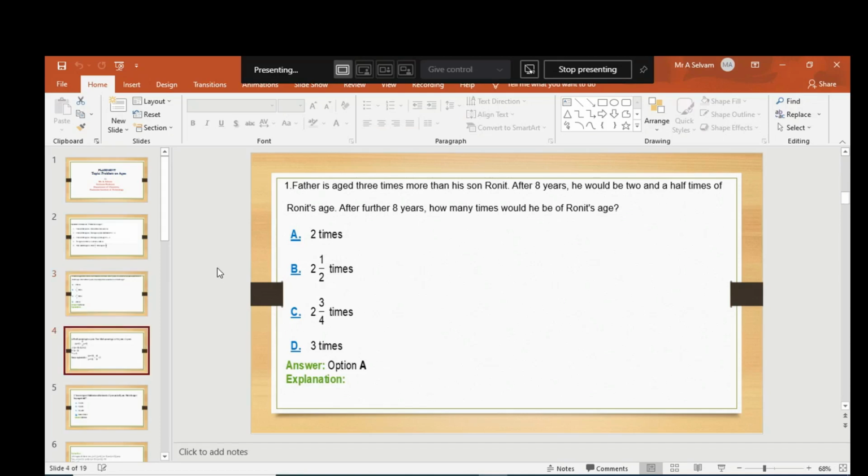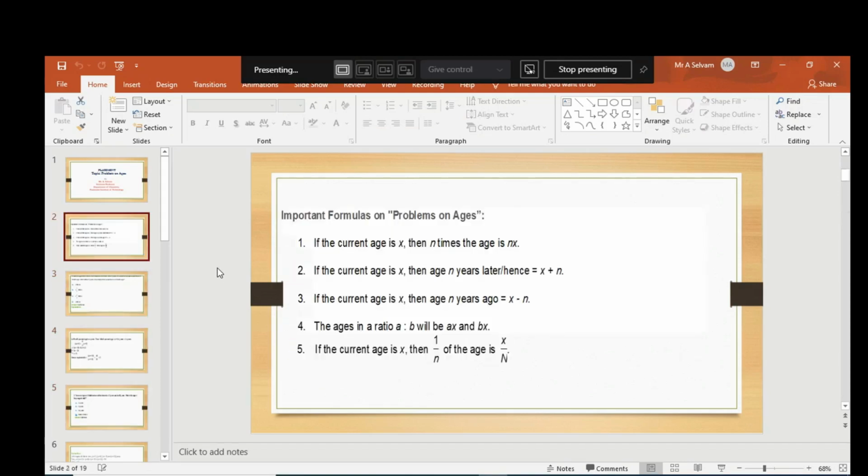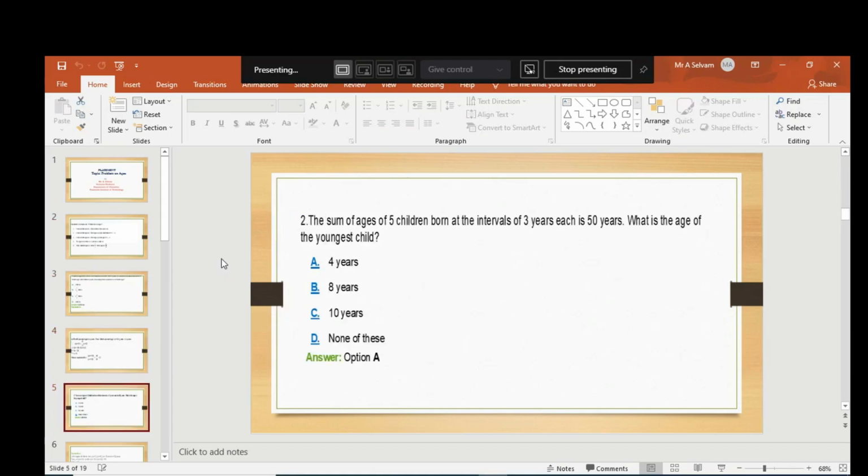Understood? The same applies to upcoming problems also. That's what I taught you in the beginning: some general formulas based on age. Now problem number 2. The sum of ages of 5 children born at intervals of 3 years each is 50 years. What is the age of the youngest child?